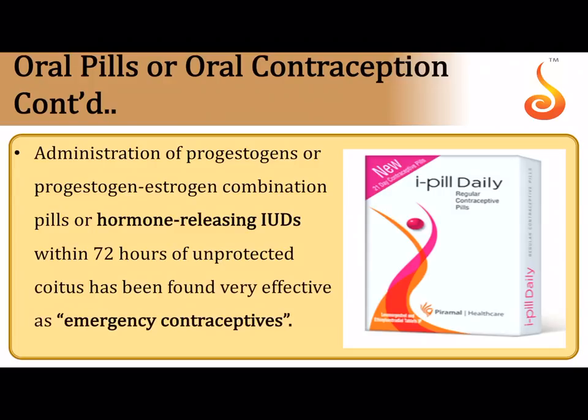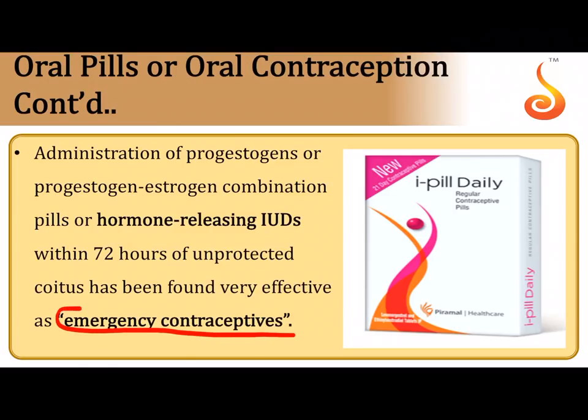There is another type of oral contraceptive pill which is called the emergency contraceptive. Very important 2 mark question. Sometimes a couple has had unprotected coitus. They have not used any birth control option, any natural method or barrier method. There is a risk of the female conceiving or becoming pregnant.